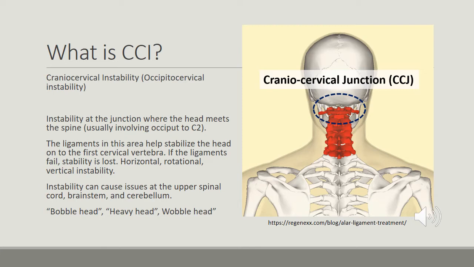When you have instability, it can also cause issues at the upper cervical spinal cord, the brainstem itself, and the cerebellum. And this is where you can get some of those funny symptoms that aren't necessarily orthopedic, more neurological type symptoms, balance and vestibular problems, and things like that. And a lot of people complain of this feeling of a bobble head or a really heavy head or the wobble head that can happen because of the instability.